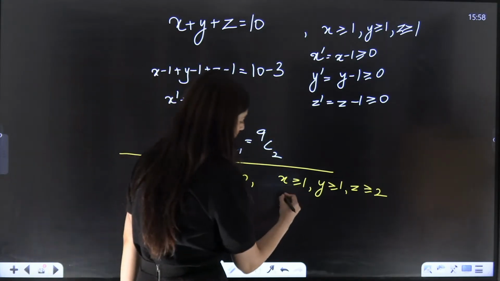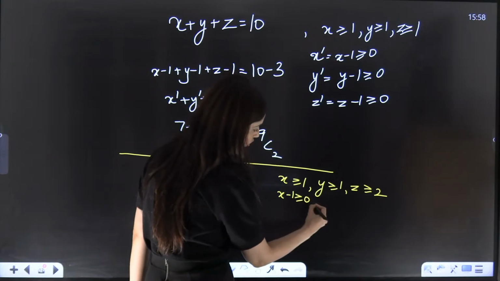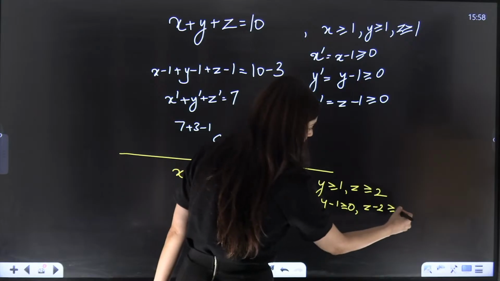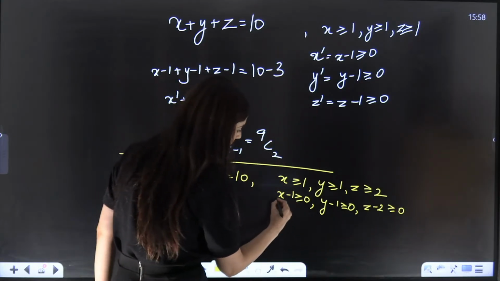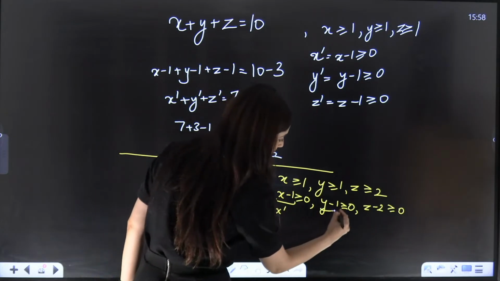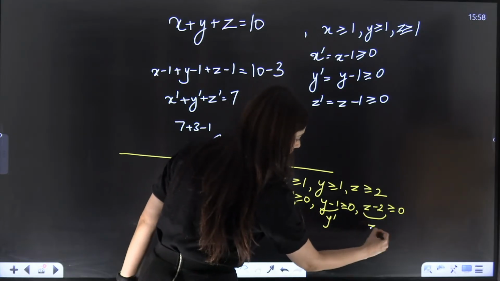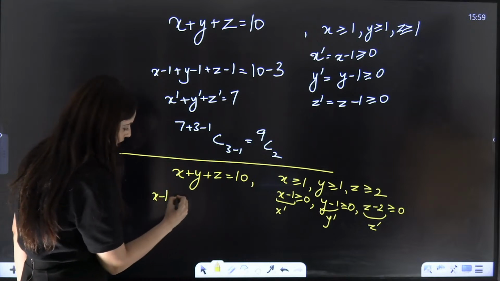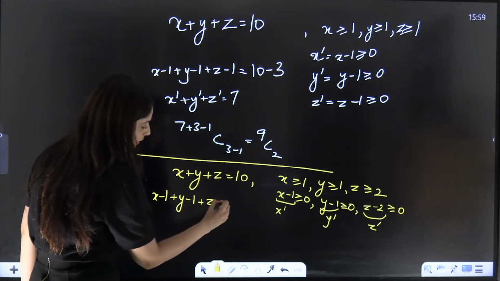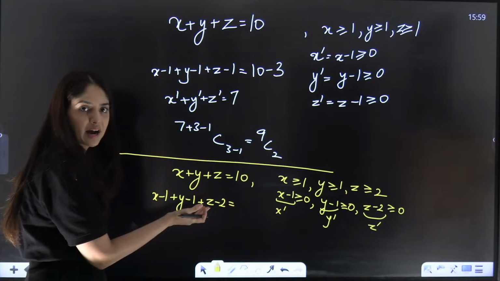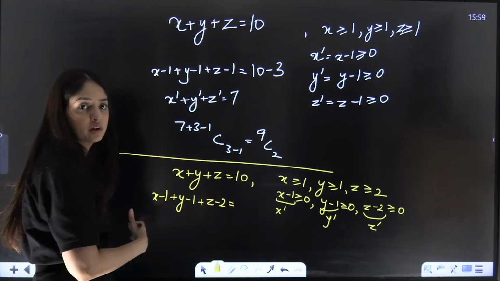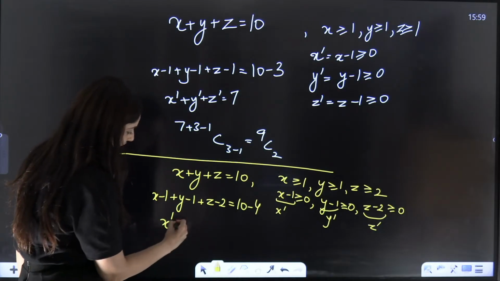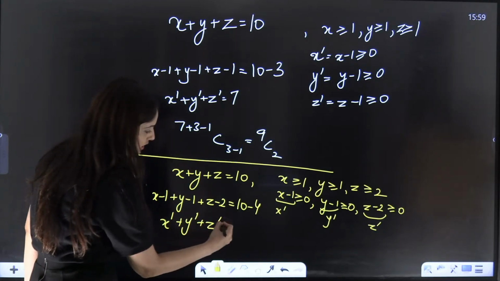See, x minus 1 is greater than or equal to 0, y minus 1 is greater than or equal to 0, z minus 2 is greater than or equal to 0. So our new variables will be x minus 1, y minus 1 and z minus 2. So we'll make this here x minus 1 plus y minus 1 plus z minus 2. What all did we subtract in the LHS? 1, 1, 2, total 4. So we will also subtract 4 here. So this means x dash plus y dash plus z dash is equal to 6.